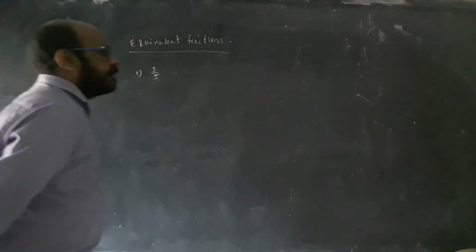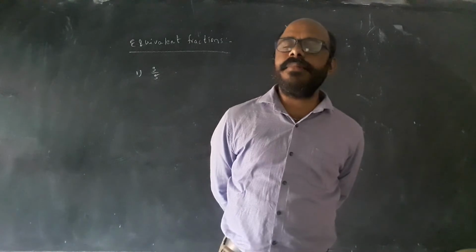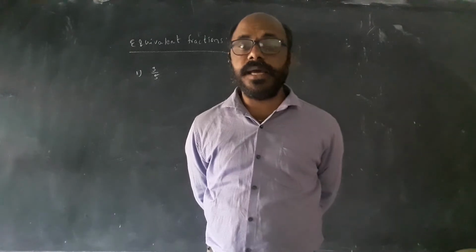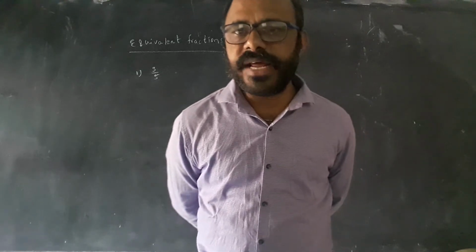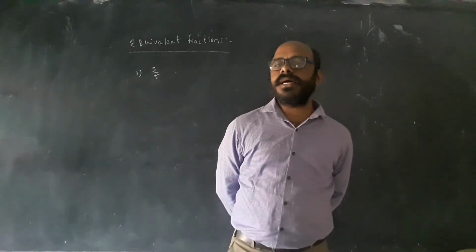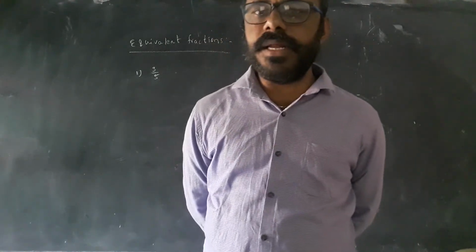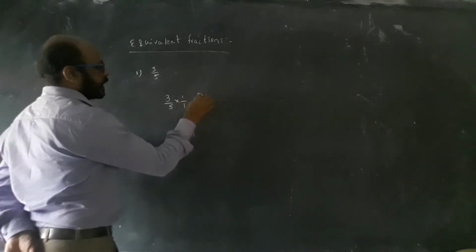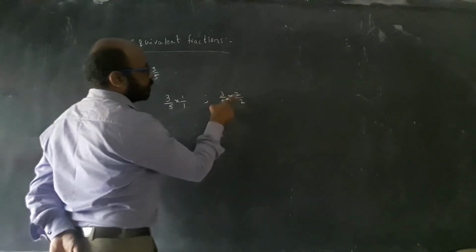Whenever we write equivalent fractions, it is compulsory to multiply the numerator and the denominator by the same number. Okay, understood? Whenever we write the equivalent fractions of a given fractional number, we must multiply the numerator and denominator by the same number. For example 3 by 5, here I multiply by 1 by 1. Next 3 by 5 into 2 by 2.